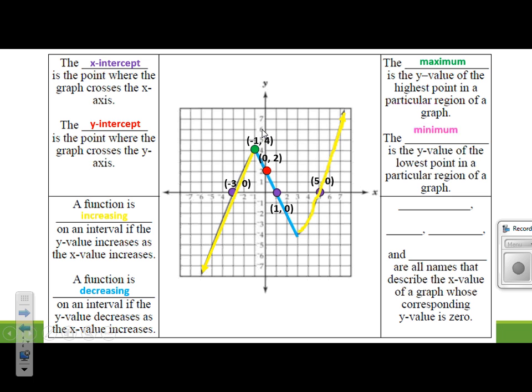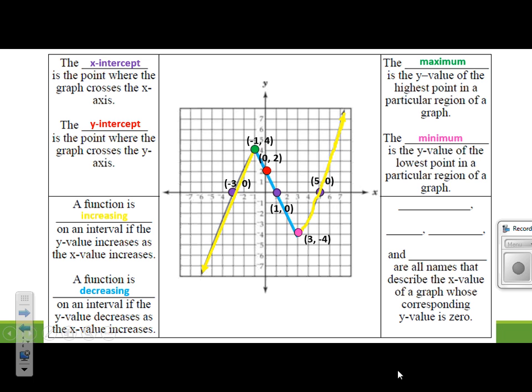So that takes me to the minimum value. The minimum is the y value where it might be the lowest point, but not necessarily the complete lowest point. So the lowest point, if you notice, this graph is going to continue on to the lowest point forever here. But if you notice, this point right here is called a relative minimum because it's going to be the lowest point within the certain area of the graph. And that point is 3, -4.